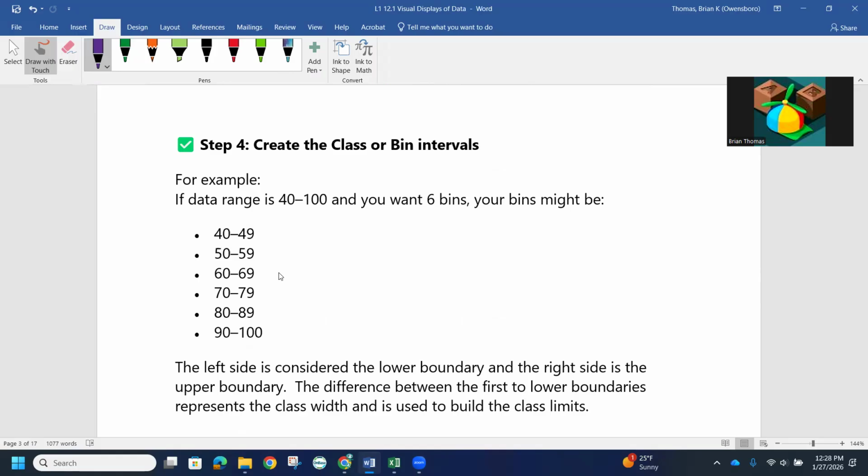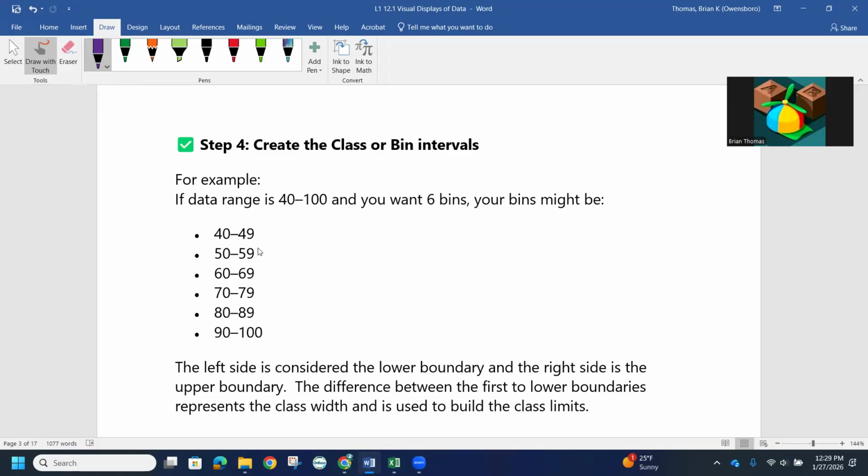Now, another thing to pick up on in this frequency distribution is that the left side is called the lower bound and the right side is called the upper bound. So the class goes from 40 to 49. But notice how from 40 to 50, if you go from lower bound to lower bound, that difference is actually the class width. From 40 to 50 to 60, that's that class width. So the difference between the first two lower boundaries helps us create what's called the class width. It's used to build the class limits, if you will.